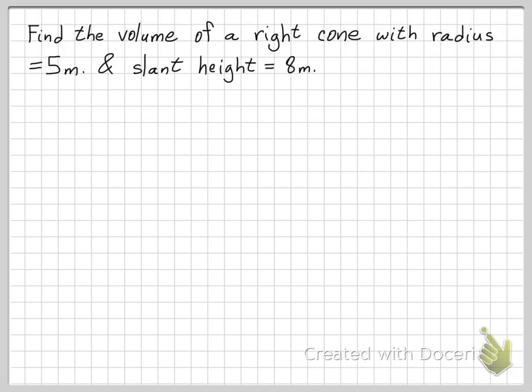Okay, and our final problem is find the volume of a right cone with radius equals 5 meters and slant height equals 8 meters. Okay, so copy down this prompt, please. And we have this cone. Again, the radius is 5 meters, and the slant height is 8 meters.